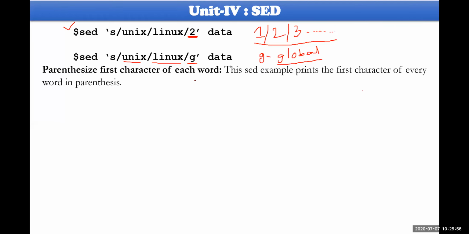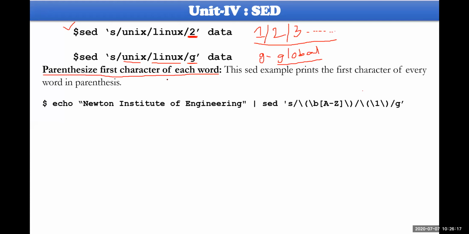Now let me go ahead. So here, how to operate regular expressions. It is not actually considered, but sometimes some people may give such an important kind of thing here: parenthesis of the first word of each character. You could see I have taken echo Newton instead of engineering. I'd like to take something like this. What information could be displayed here?